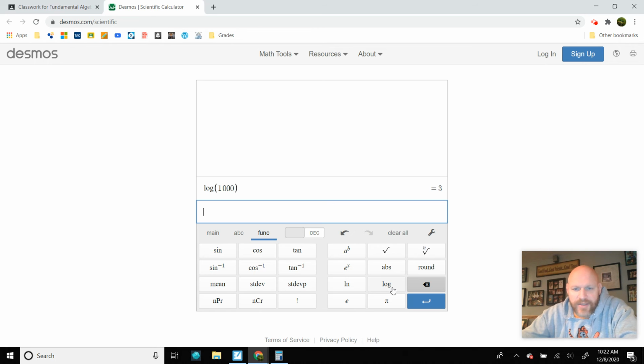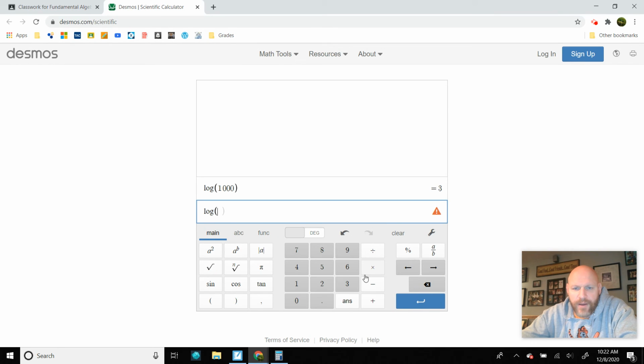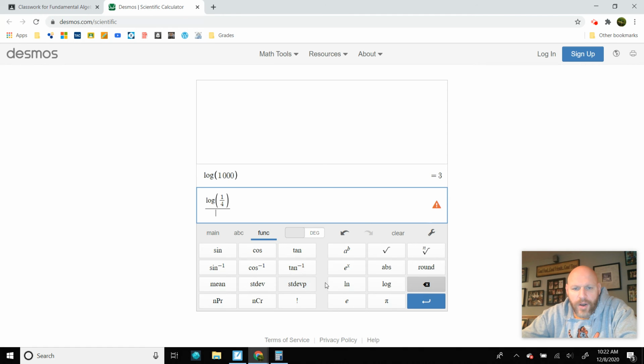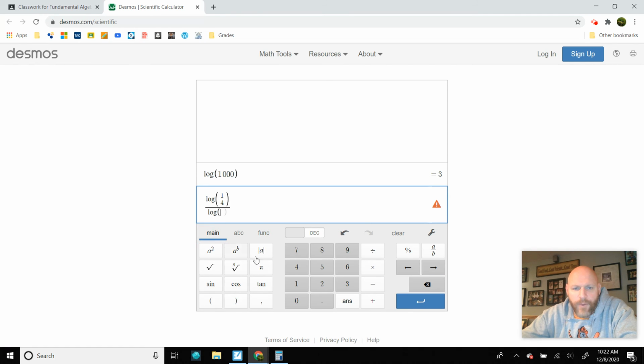So like I said, I'm going to do log of the number, which in our case is 1 divided by 4. I'm going to close parenthesis. I actually need to go out of the parentheses, so I used my arrow key to get out from underneath that. We're going to divide by log of 4. And that gives us our answer. In this case, it was -1.